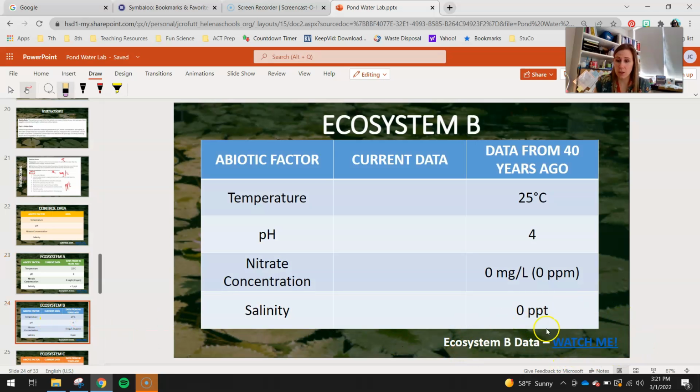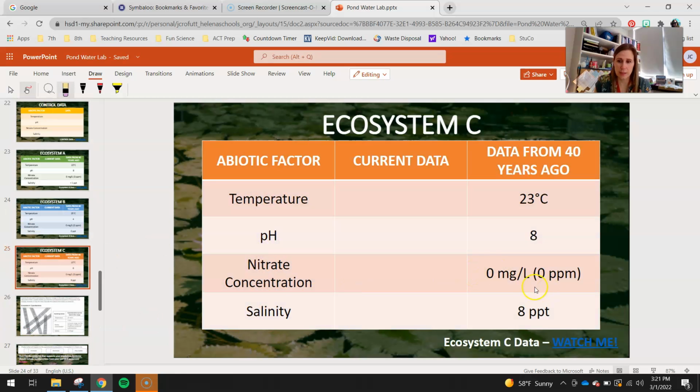You will pause this video, watch the data collection video for ecosystem B, record your data, compare it to 40 years ago, and again, take your draw tool and circle any of these that might be significantly different from now compared to 40 years ago. And same thing with ecosystem C or Aral Sea. Watch that video, record your data, and then compare now to 37 years ago and circle any large differences you had.